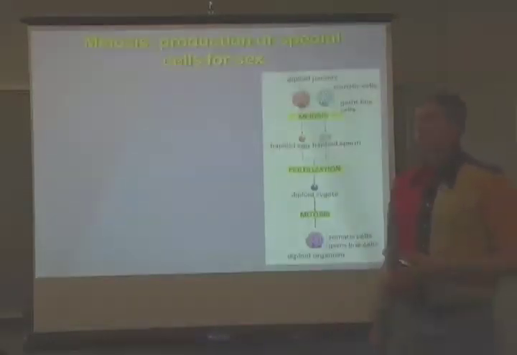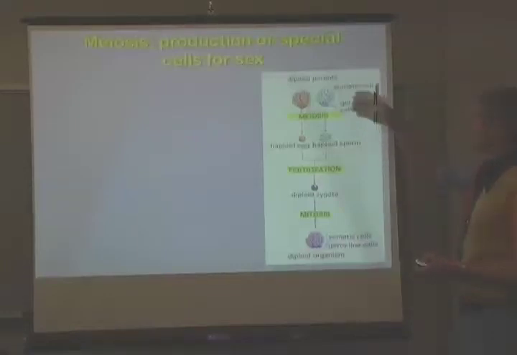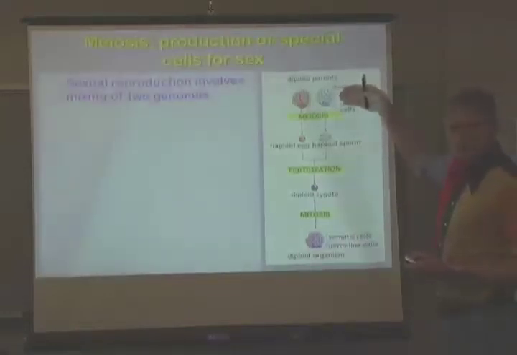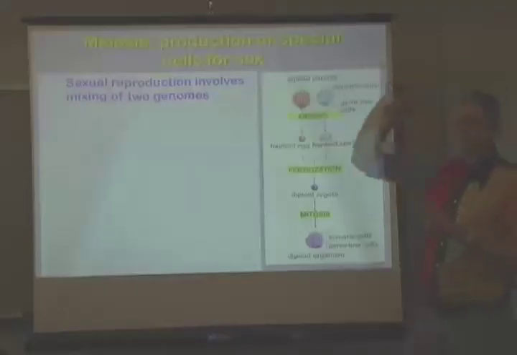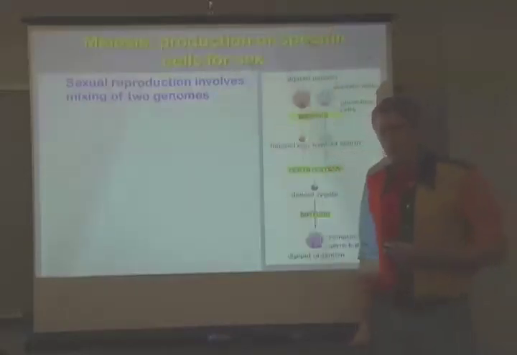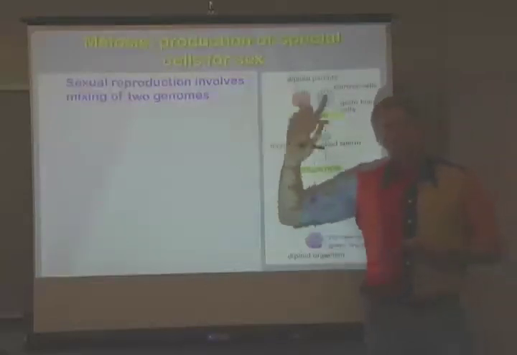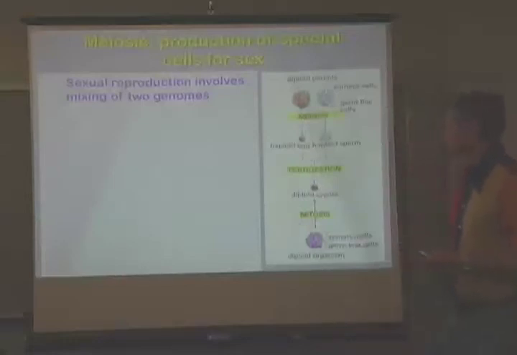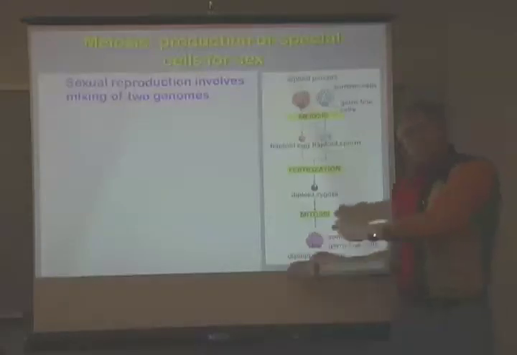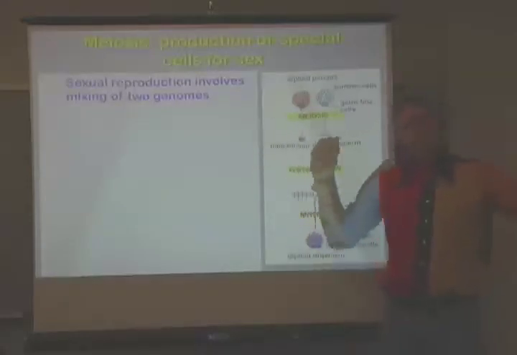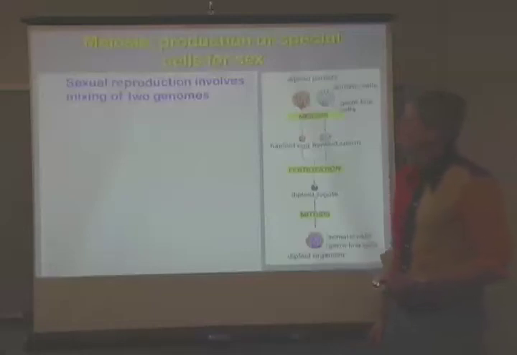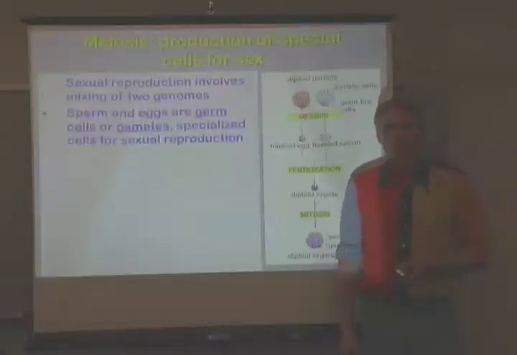Meiosis is the production of specialized cells for sex, okay? Meiosis. So you have parents that are diploid. That is, they have two copies of every chromosome. Meiosis produces cells that are haploid. That is, they have one copy of every chromosome. These then can fuse to form a diploid, creating a new organism. Totally new. So there's mixing of the two genomes.